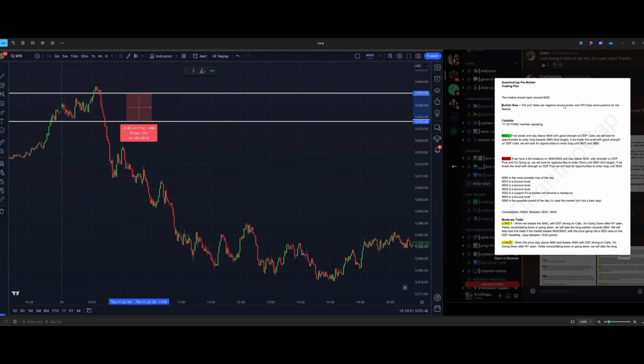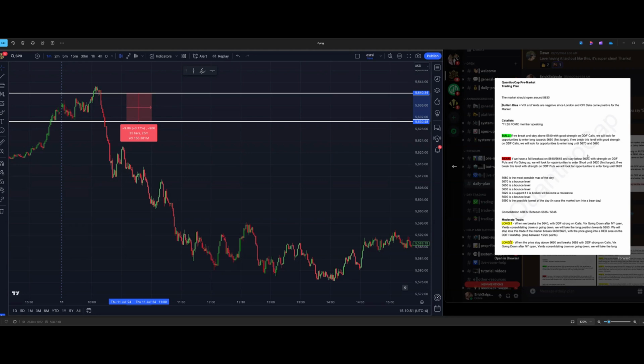So let's go ahead and read. There's a slight bullish bias, okay? And if it's a bull market, let's see. If we break and stay above 5640 with good strength, we will look for opportunities to enter long towards 5650. If we break this level, then we'll look for opportunities to enter long at 5670 and 5680. Okay, sounds good. If it's a bear market, let's see. If we have a failed breakout on 5640/5645 and stay below 5630 with the strength, we'll look for opportunities to enter short until 5620. Perfect. Sounds good.